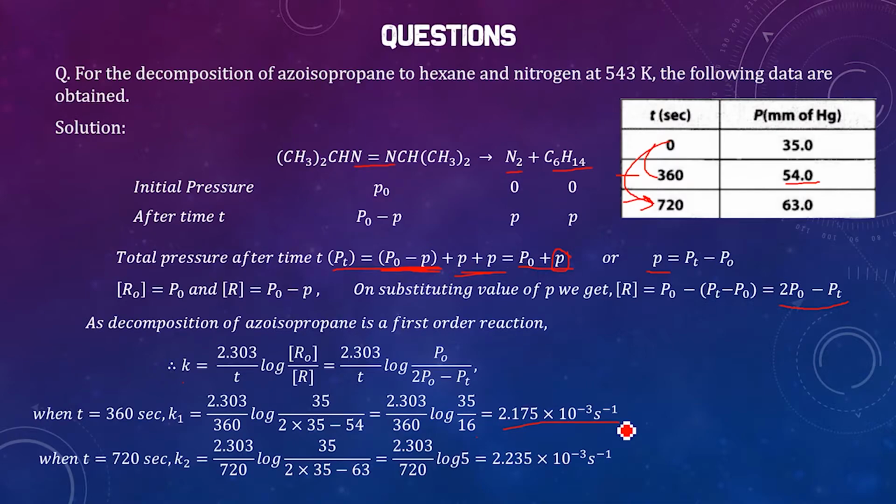Similarly, now you will do it for 720 seconds. Initial was 35, and the left one will be considered as this pressure. What is PT, the total pressure, at that time? 63. So instead of this time, we will keep 720, log 35, 2 into 35 minus 63, and solving, you will get this.